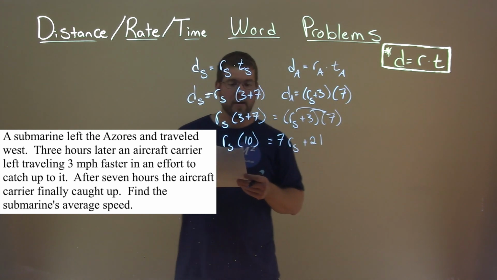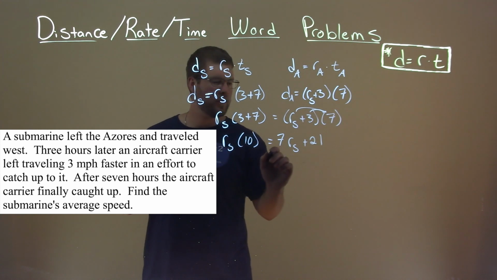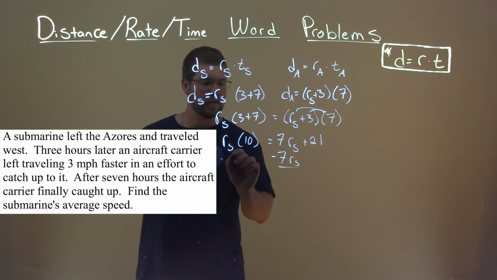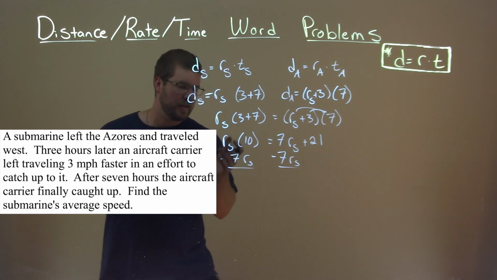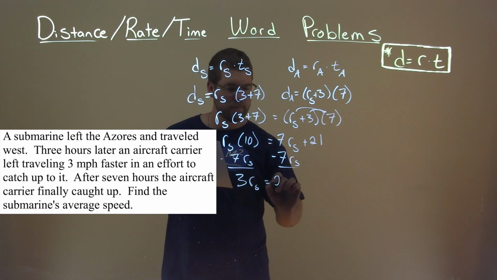Well, let's try to combine our like terms. Now this is 10 R of S, or 10 times R of S. If we subtract a 7 R of S from that, it's kind of hard to see, but you can imagine the 10's on the outside here. And 10 minus 7 is 3. So 3 R sub S is equal to 21.